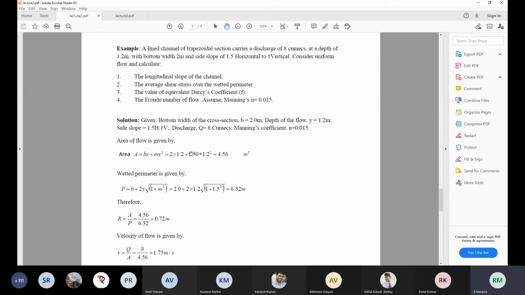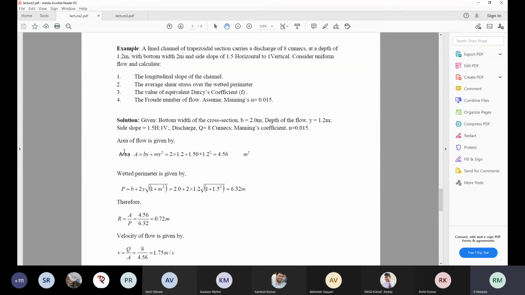Now what is given is the bottom width of the cross section. So it is a trapezoidal channel. Bottom width is 2 meters. Depth of the flow is 1.2 meters, and side slope is 1 vertical, 1.5 horizontal. So m is 1.5. Discharge is 8 cumecs. Manning's n is 0.015. Well, they have directly given you the value of n.